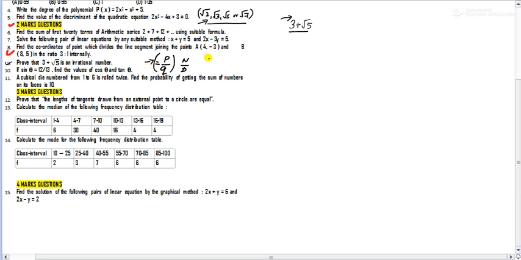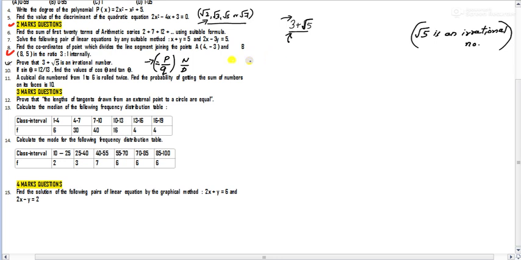Here we have to prove 3 plus root 5 is an irrational number, and we know that root 5 is an irrational number. This you have to keep in mind. We know that root 5 is an irrational number, all this before you start solving the problem. Now how are you going to solve this?